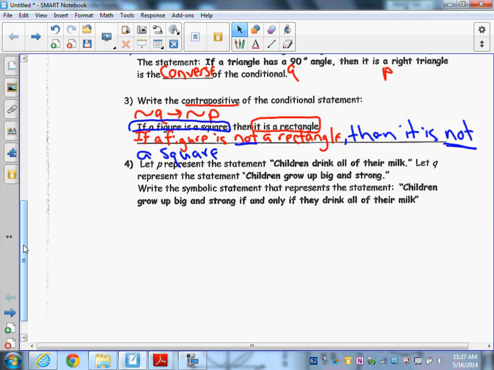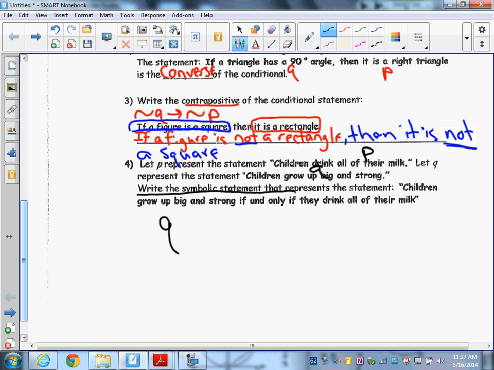So for question 4, we're asked to write a symbolic statement. So we're told that children drink all of their milk is P, and Q is children grow up big and strong. So we have children grow up big and strong, that is Q, if and only if. Remember the symbol for if and only if we talked about at the beginning is the line with the 2 arrows. Then we have they drink all of their milk, which is just P. So we have Q if and only if P.